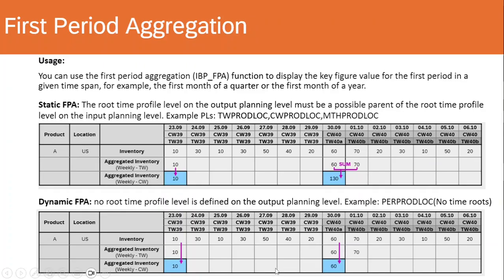But in dynamic first period aggregation, it will just take the first period of the calendar week. Calendar week 40 has two technical weeks, and technical week 40A is the first period in that calendar week 40. So that value would be considered. You see here 60. This is how the dynamic and the static first period aggregation data would be displayed. Now I'll show you how the planning levels would be configured to configure a static FPA and dynamic FPA. Okay, let's get into the system.